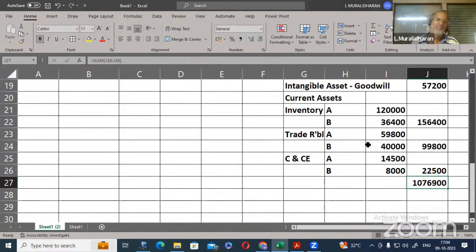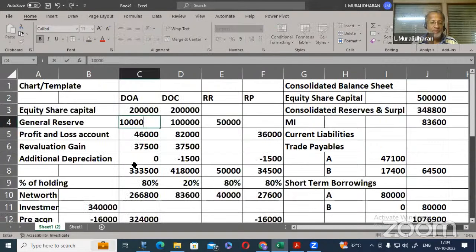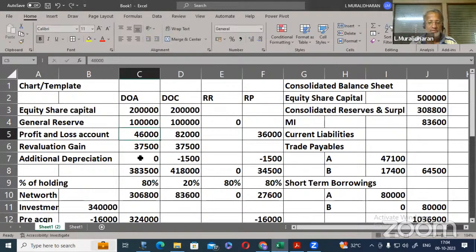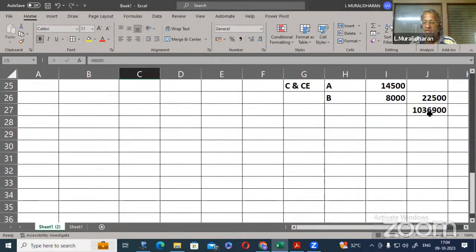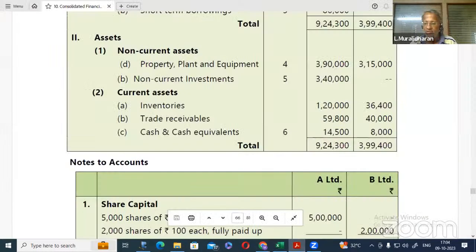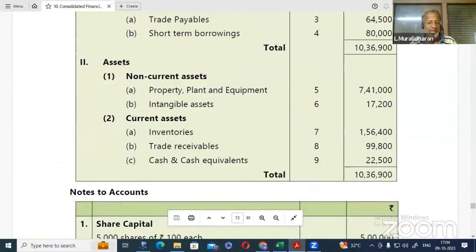Similarly, we can do this way also. The entire 1 lakh, you can keep it for general reserve as the institute did. So if I put 100,000 there, just see, 1036,900. You can cross verify our institute's working.